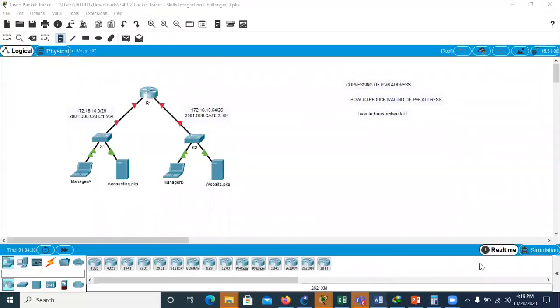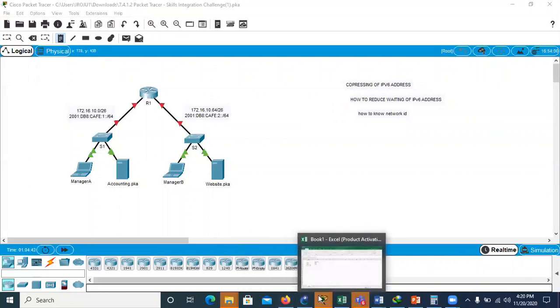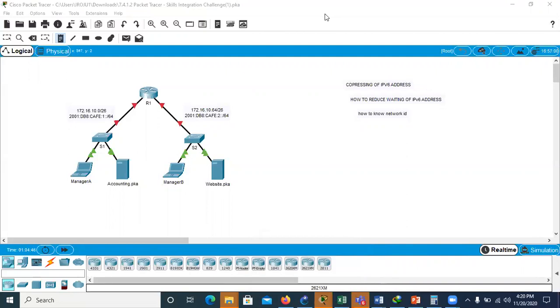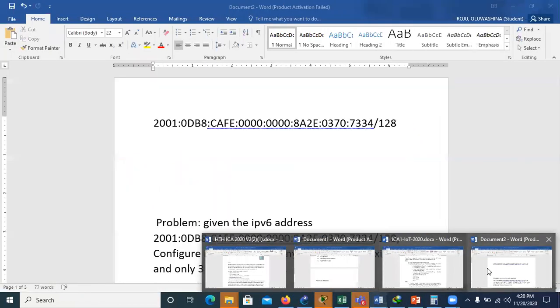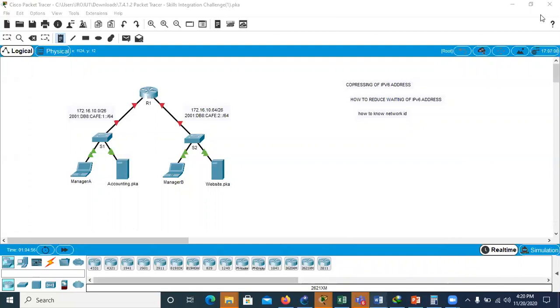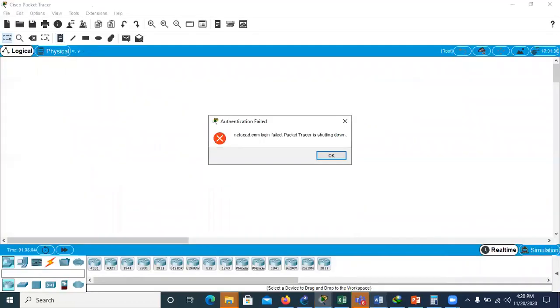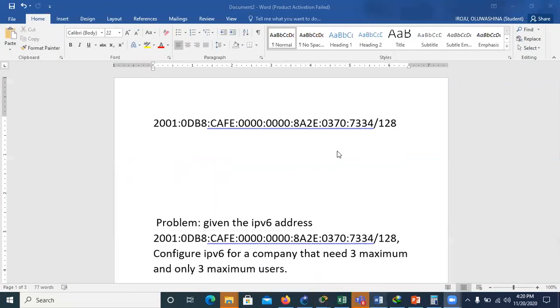Here I have this IPv6 address. Now, the first question I should ask myself is, can I compress this IPv6 address? Yes, I can. How can you know if you can compress an IPv6 address and if you can't? The first thing you need to do is check if there's any leading zero.